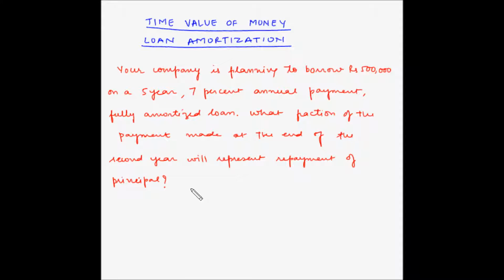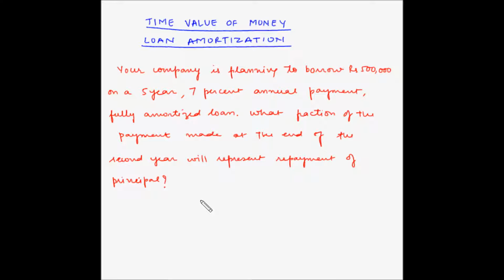Welcome to another video of time value of money, where we will look at an example of loan amortization. Your company is planning to borrow rupees 500,000 on a 5-year 7% annual payment fully amortized loan. What fraction of the payment made at the end of the second year will represent repayment of principal?